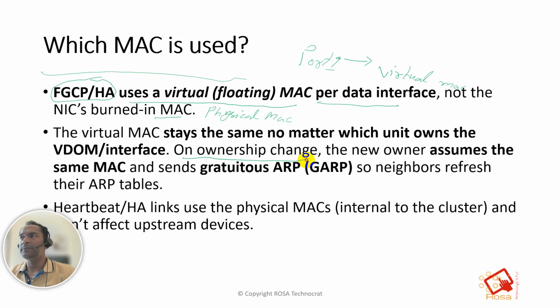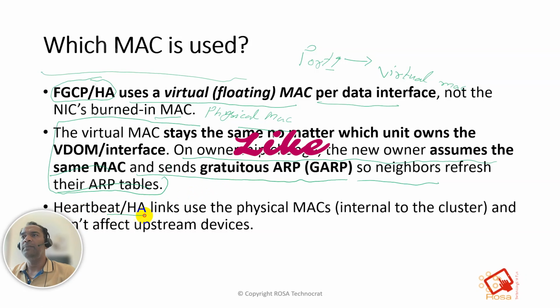On ownership change, the new owner assumes the same MAC and sends gratuitous ARP, so neighbors refresh their ARP tables. Okay, so the virtual MAC is the MAC that you have to take into consideration, and you have to verify for any issues, like the virtual MAC being learned by the neighboring device or neighboring switches.